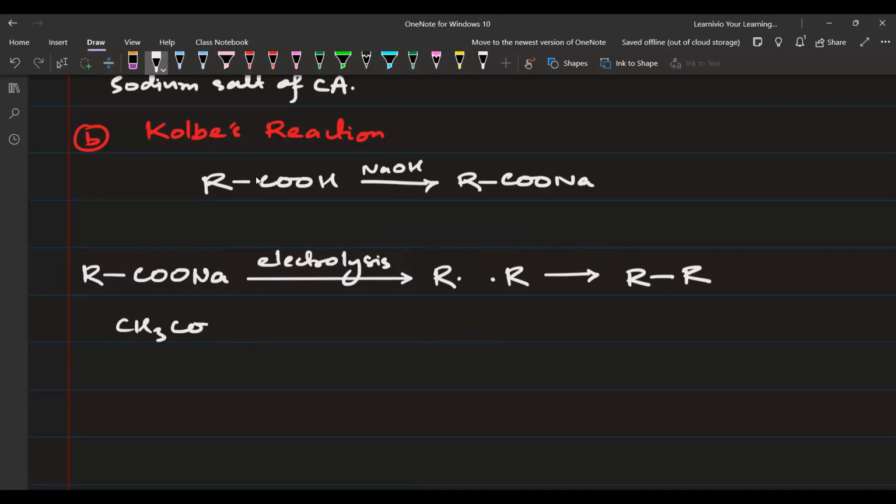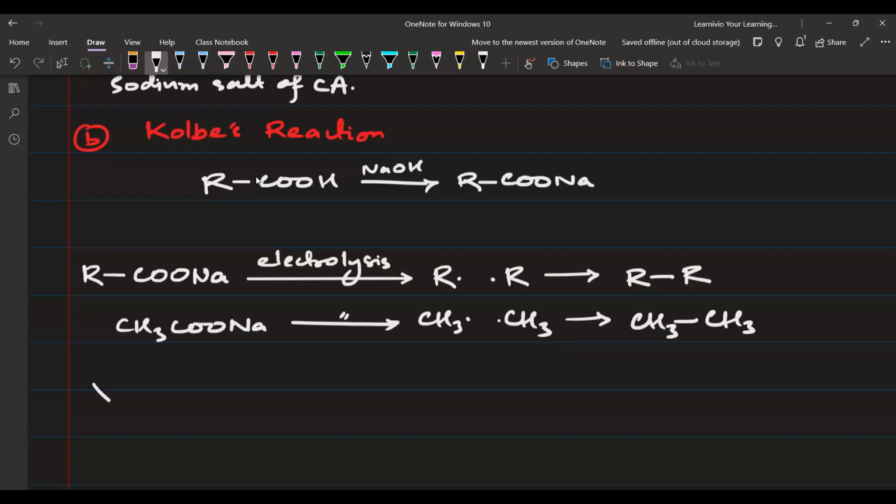For example, if you have CH3COONa, electrolysis, what is going to happen? CH3 radical, CH3 radical, join them, CH3 bonded to CH3. If you have something like this, COONa, electrolysis, radical, radical, just join the radicals. ठीक है. चलिए.